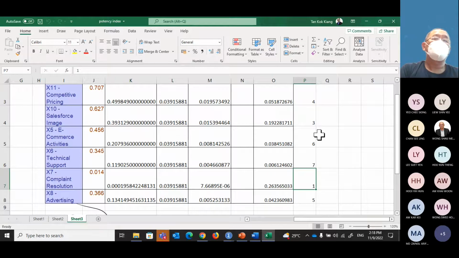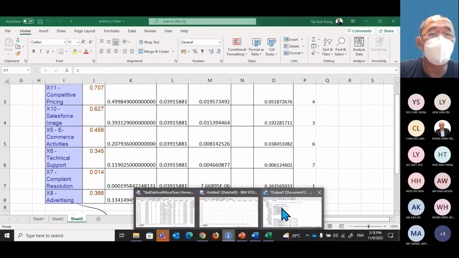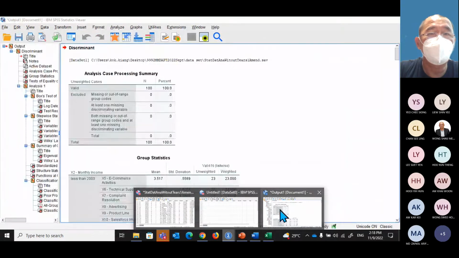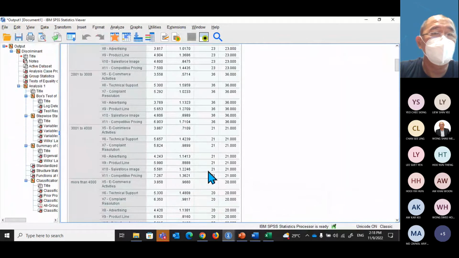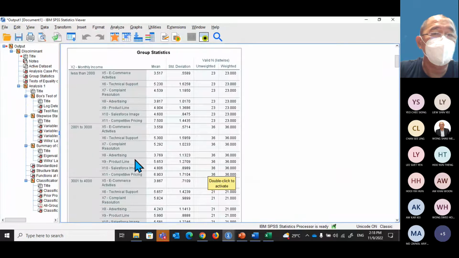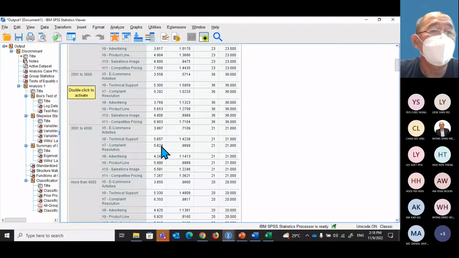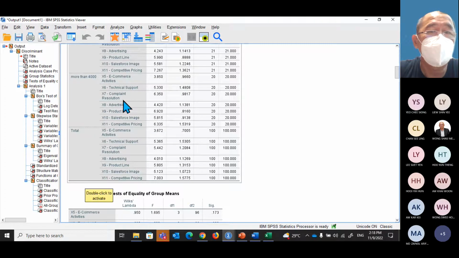Therefore, as what we discussed just now, if the rating is high, most probably the person's income is considered high. Can you see? Complaint resolution normally gives a low rating, 4.5, for the low, less than 2,000 ringgit income category. But more than 4,000 should be a higher rating, 6.35. So this is a rough prediction that we can use.